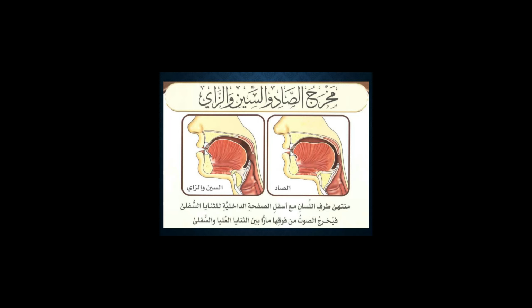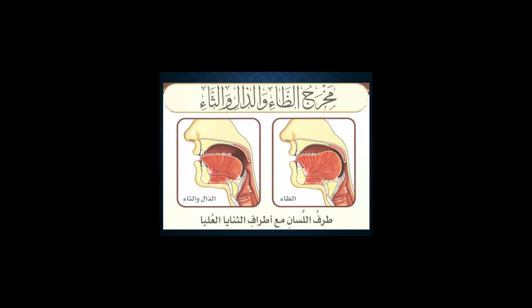So sad, fa is heavy. Af, af, and seen is flat. As, as, sa, and fa, fa. Again, lifting the base of the tongue up a bit. Fa, fa. صادق, صراط. So that's the difference between these two. They both come from the same makhraj.